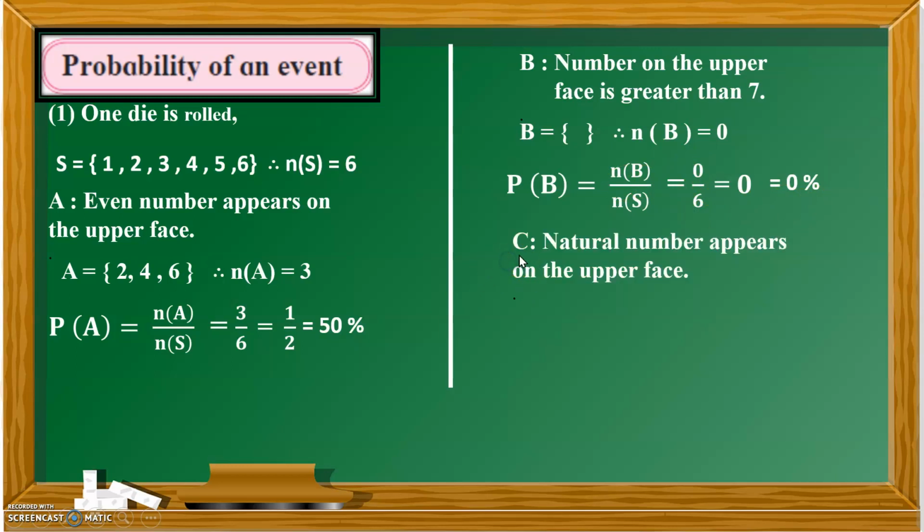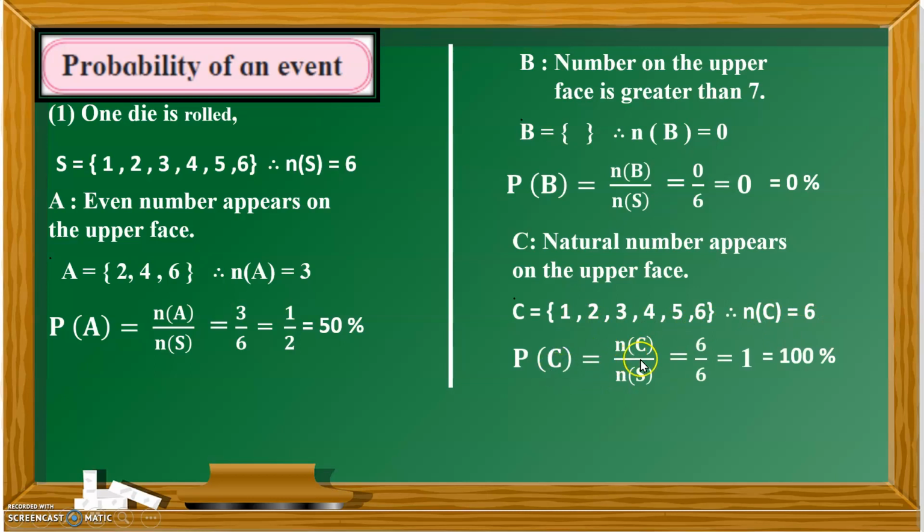Now let us take one more event. Natural number appears on the upper face. Now which are the natural numbers here? All these numbers are natural numbers. So what will C contain? All the elements in the sample space. That is 1, 2, 3, 4, 5, 6. And N of C will be 6. So P of C will be N of C upon N of S equal to 6 upon 6 equal to 1, which is 100%.